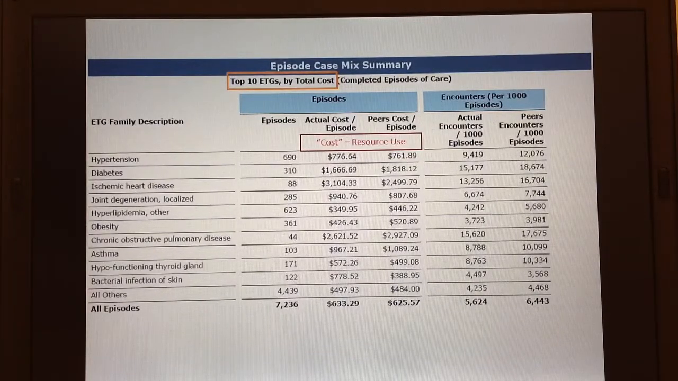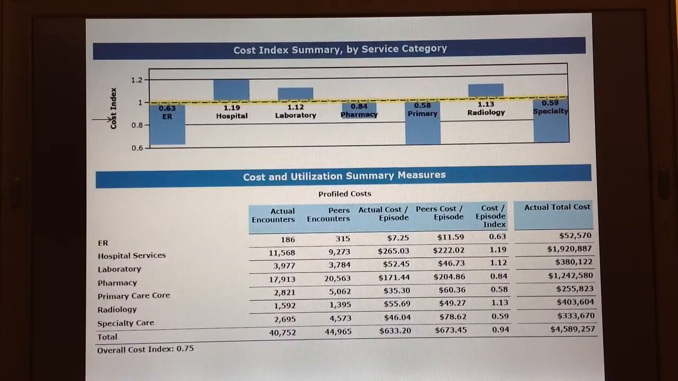This section also displays a utilization measure for each of the top 10 ETG families and compares the frequency of encounters per episode, expressed as a rate per 1,000, to the peer group overall. A lower number in the actual encounters per 1,000 episodes than in the peer column indicates that fewer resources were used in the practice group's episodes than the peer groups for that episode family. There are additional episode efficiency measures later on in the report beginning on page 4.